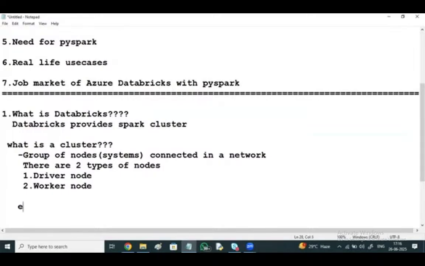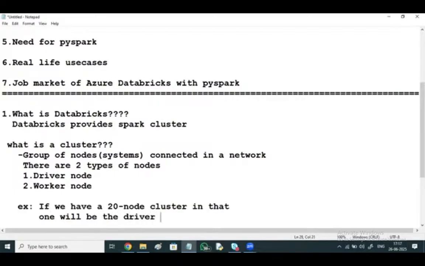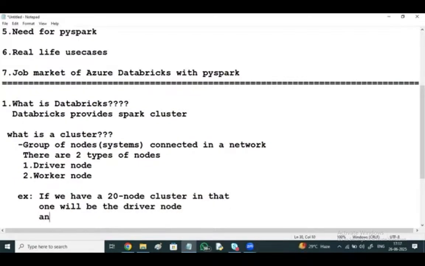For example, if you have a 20 node cluster, one will be the driver node, and all the remaining will be the worker nodes. One will be the driver node and all the remaining will be the worker nodes.